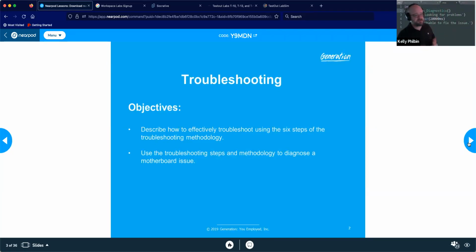Now, our objectives for this particular technical session are going to be to describe how to effectively troubleshoot using a 6-step troubleshooting methodology, and use the troubleshooting steps and methodology to diagnose issues. We have different labs that we will try throughout the cohort and try to use troubleshooting as a mechanism to work on it.